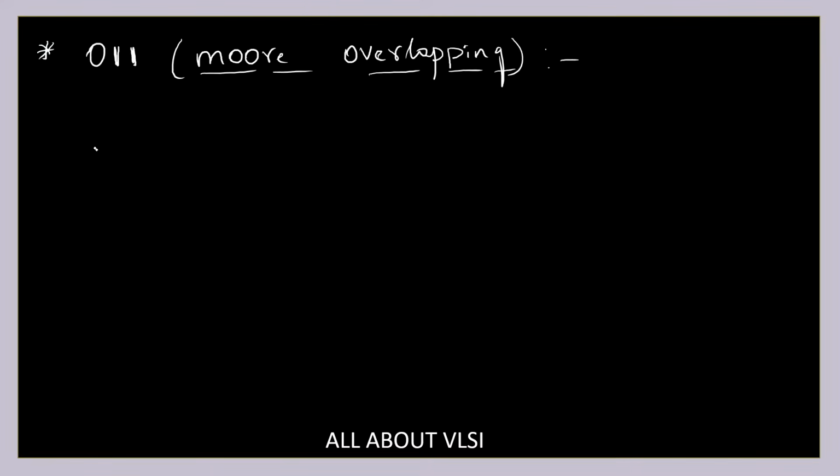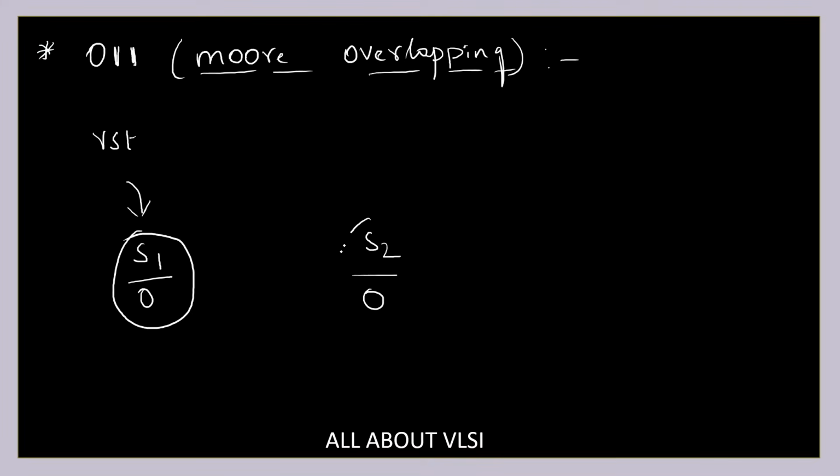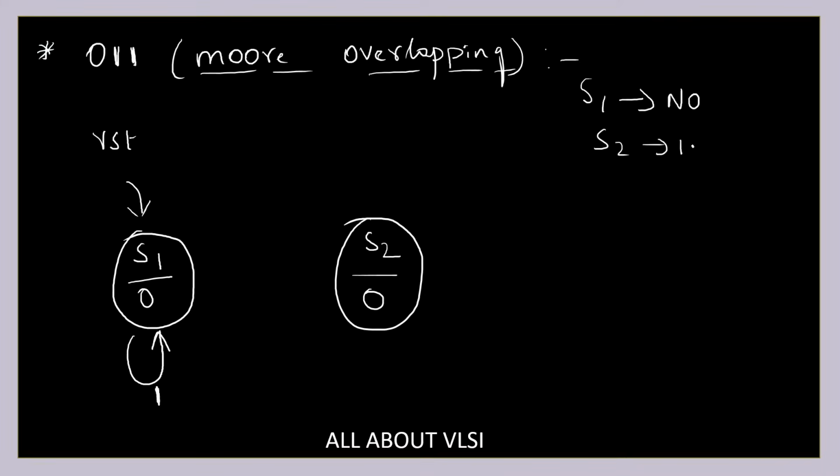Now, let's say I'm going to apply reset and I'm coming to S1 state, and it's a Moore FSM, right? So my output will become 0 over here. Now I'm going to have S2 where my output is equal to 0. So here S1 stands for no bit matching, S2 stands for 1 bit matching, S3 stands for 2 bit matching, and S4 stands for 3 bit matching.